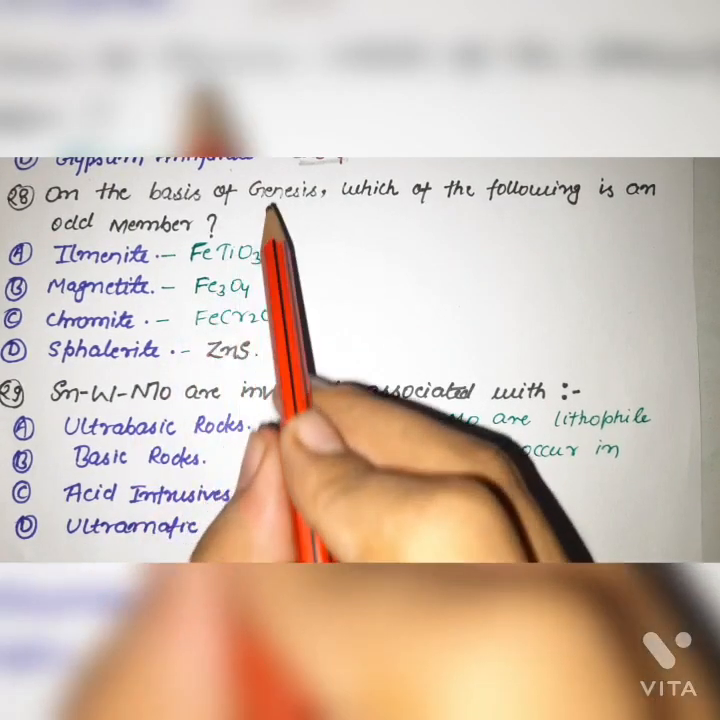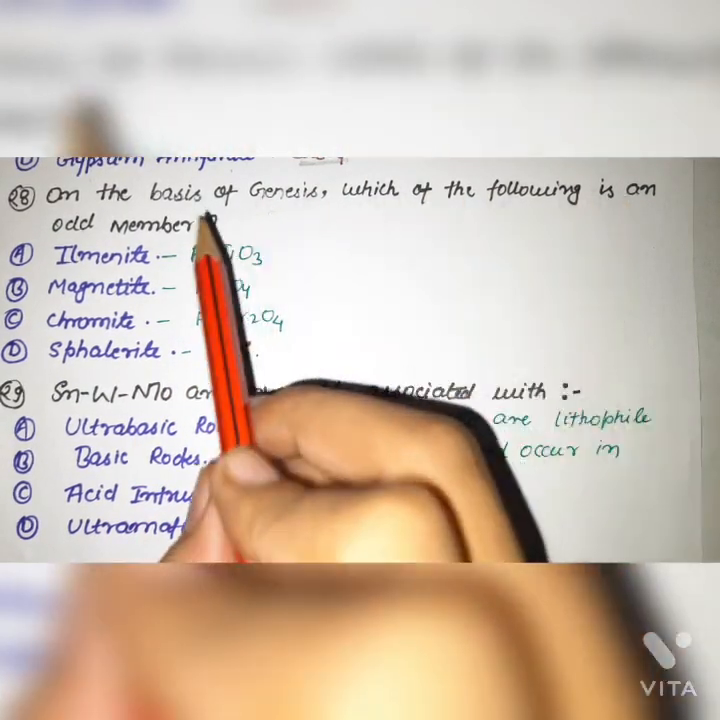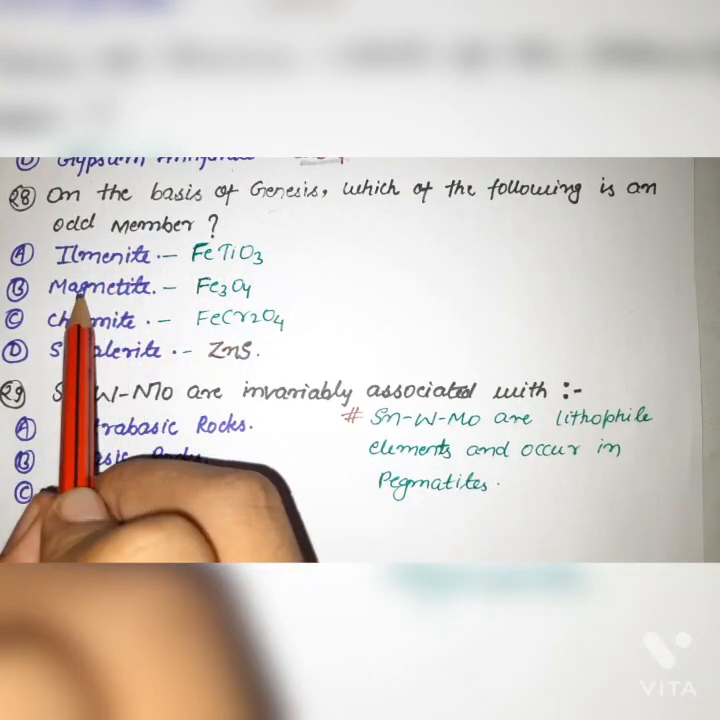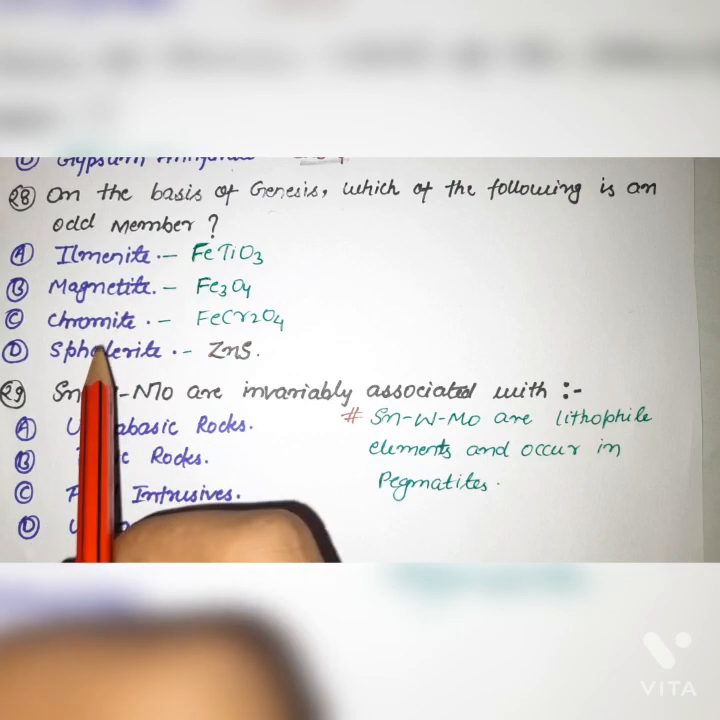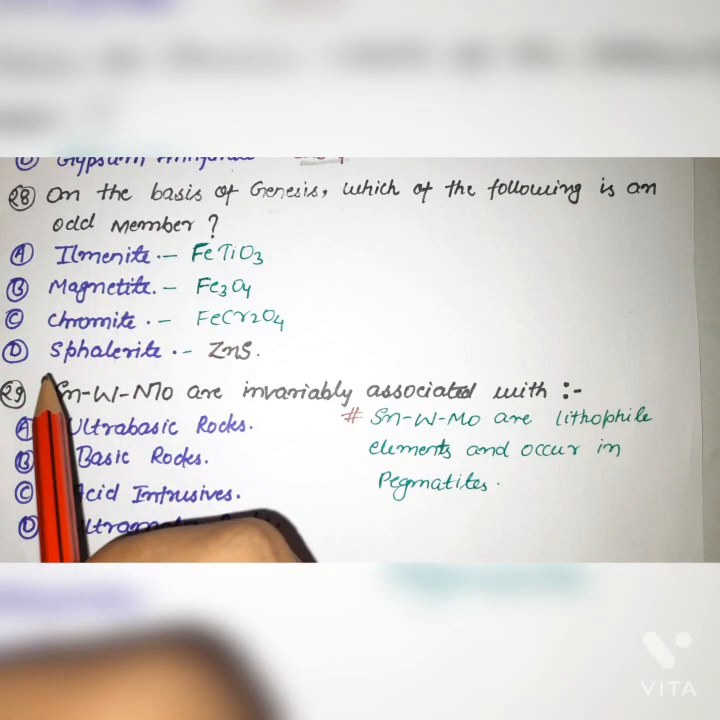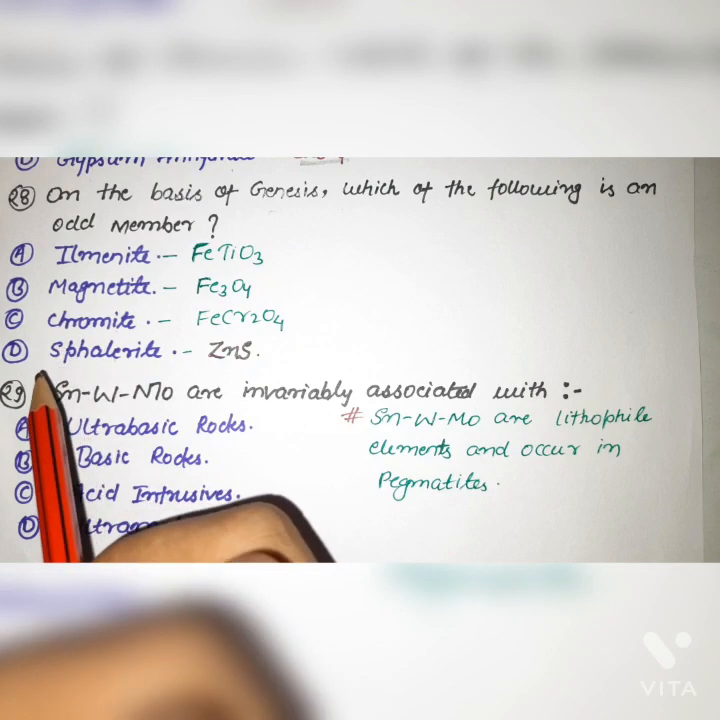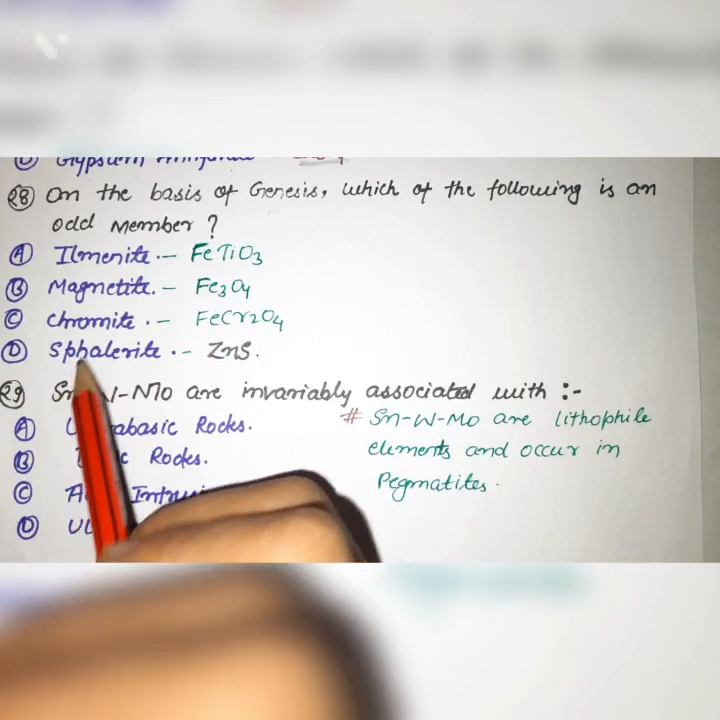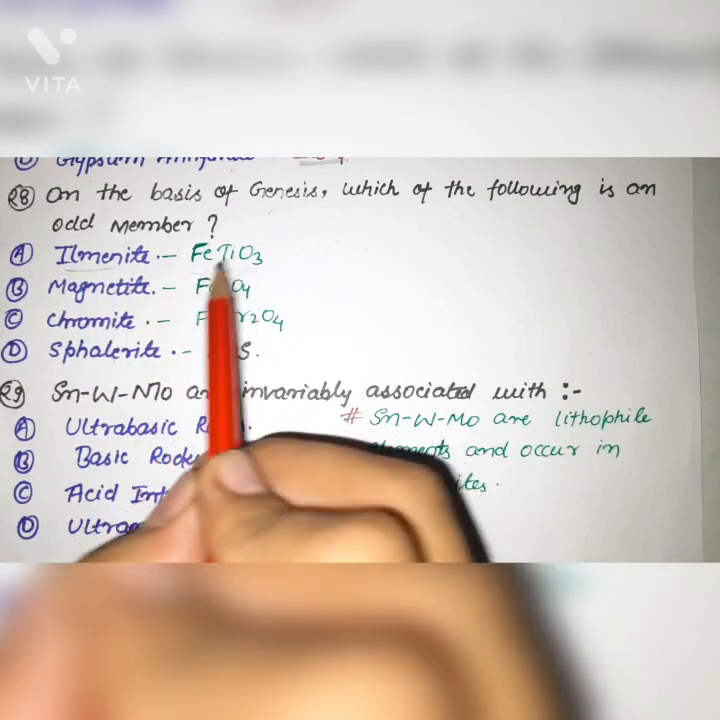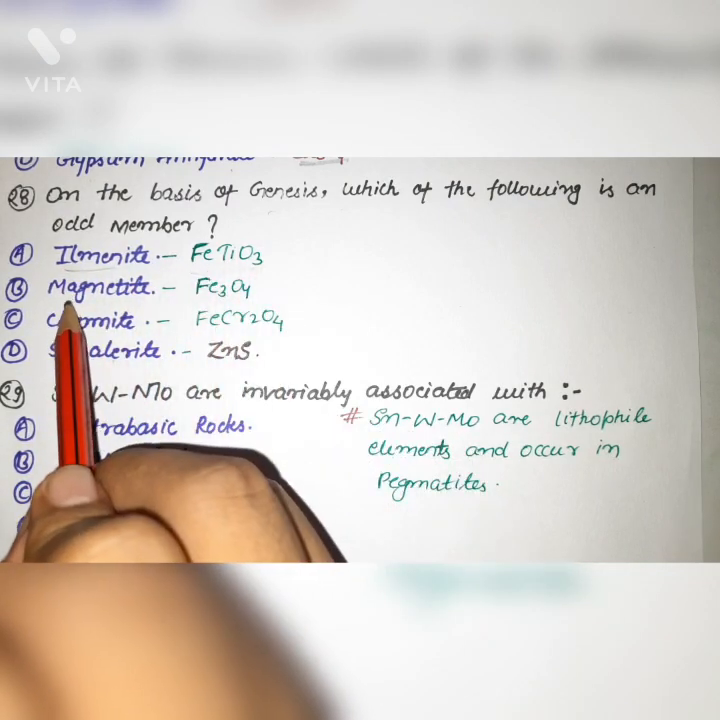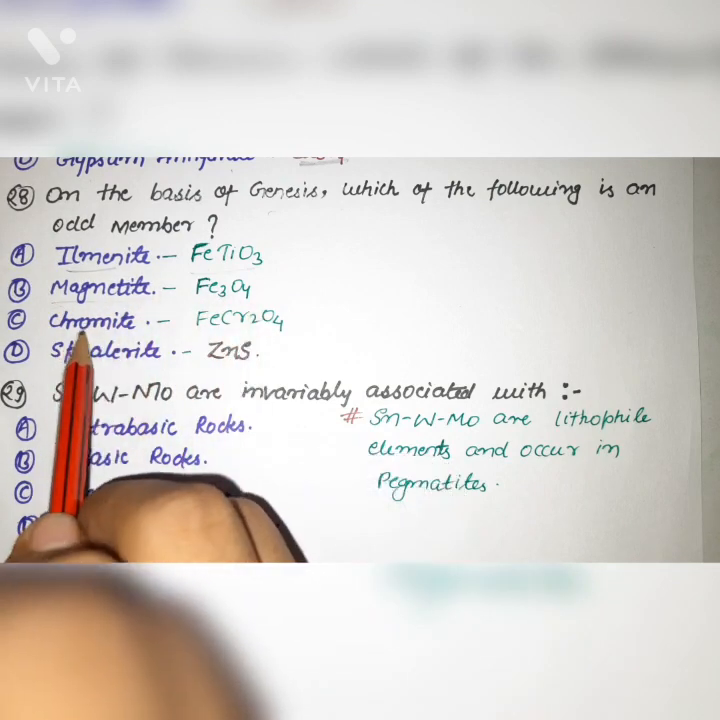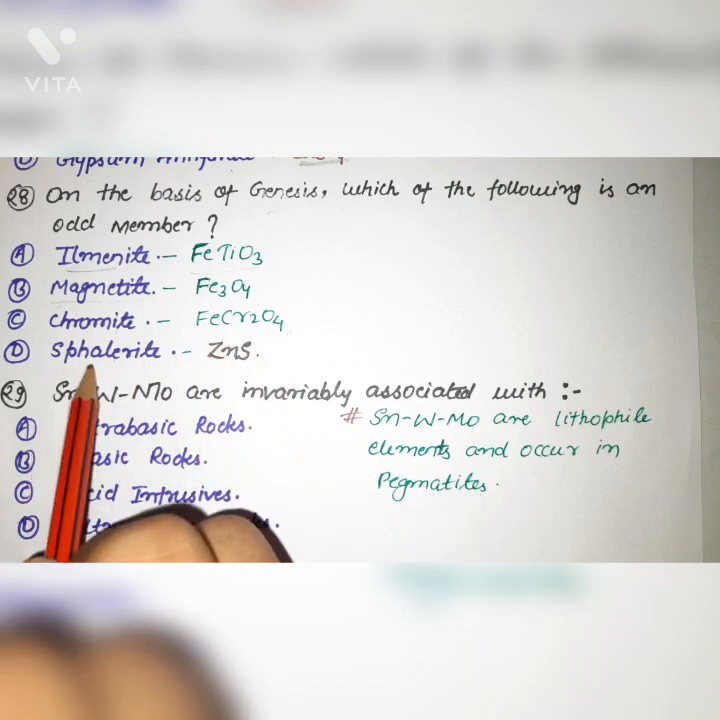The next question says, on the basis of genesis, which of the following is an odd member? So these are the options: ilmenite, magnetite, chromite and sphalerite. If you remember the composition of these ores, these minerals, then you can easily differentiate among them. First one is ilmenite, and the composition of ilmenite is FeTiO3. Then magnetite, and the composition of magnetite is Fe3O4. Chromite is FeCr2O4 and sphalerite is ZnS.